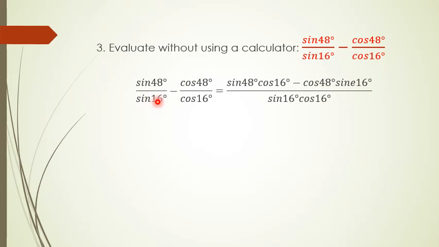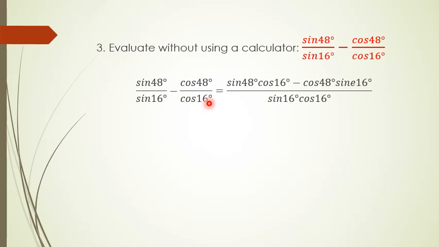Now sine 16 degrees and cos 16 degrees do not have a common factor other than 1. So their lowest common multiple is their product. So that is our lowest common denominator, sine 16 cos 16. We obtain the numerators by the short method of cross multiplication.